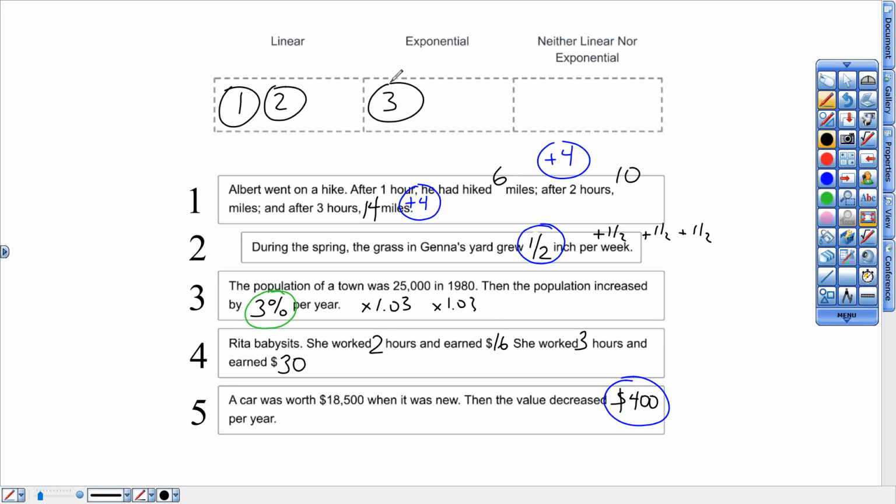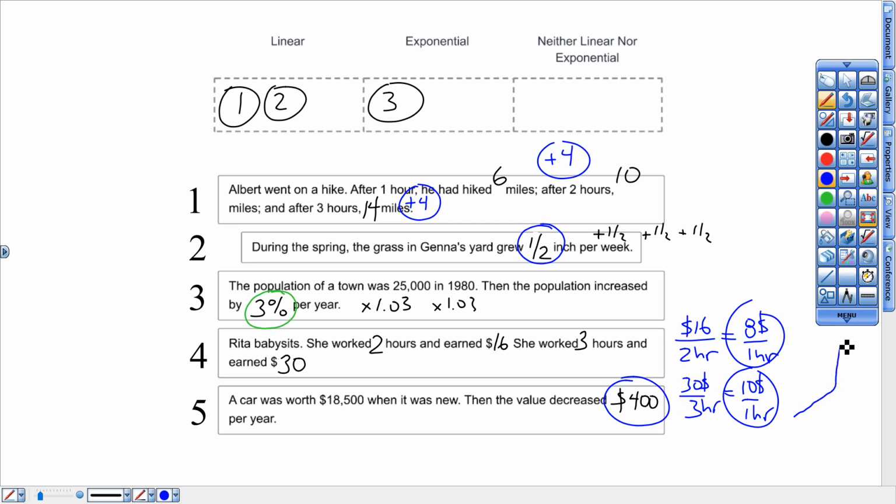And then the next one, where you have to actually do some unit rate math, and see if they have the same unit rate. $16 divided by 2 hours gives me a unit rate of $8 for every 1 hour. Next part of the graph, $30 divided by 3 gives me $10 for every 1 hour. Because those are different, that would mean my line would be going up by $8 an hour and then steeper, going up by $10 an hour. That's not a straight line. That's not linear. This would be a neither situation.